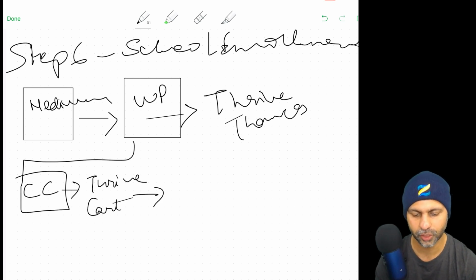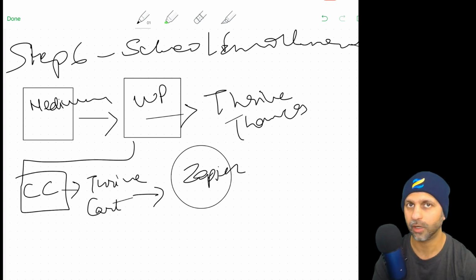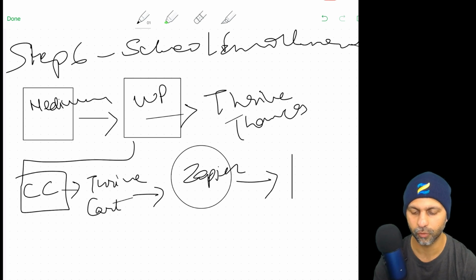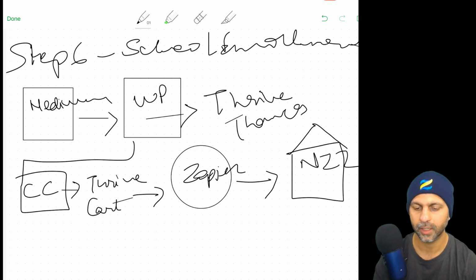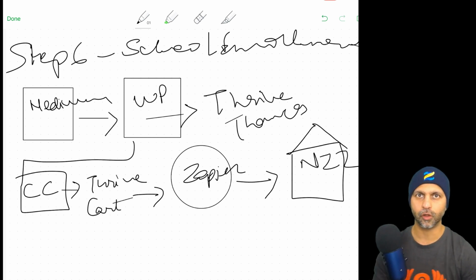And then from the Thrive checkout cart, they are taken through Zapier. So this is Zapier. Through Zapier, or Zapier, however you want to call it, they get enrolled into my school, and that school is on New Zenler. And that's really the flow of it all.